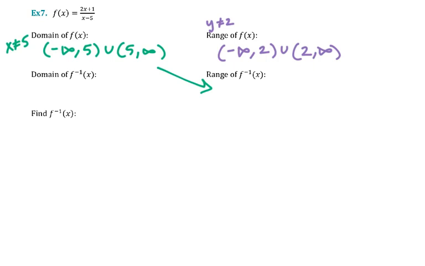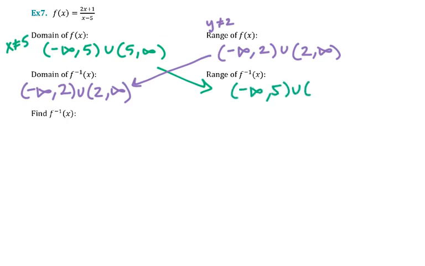So same type of problem. Again, we're going to find our domain and range, and we're going to switch those values. So the domain of the inverse is negative infinity to 2 union 2 to positive infinity. And the range of the inverse is negative infinity to 5 union 5 to positive infinity.